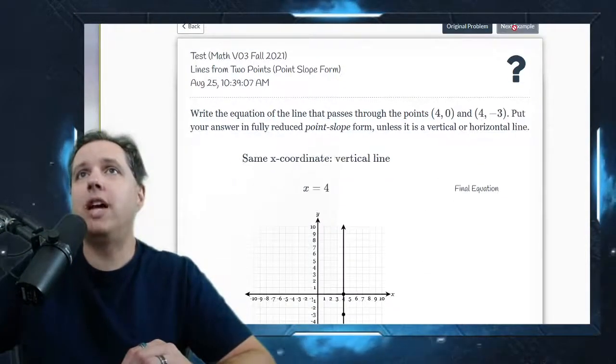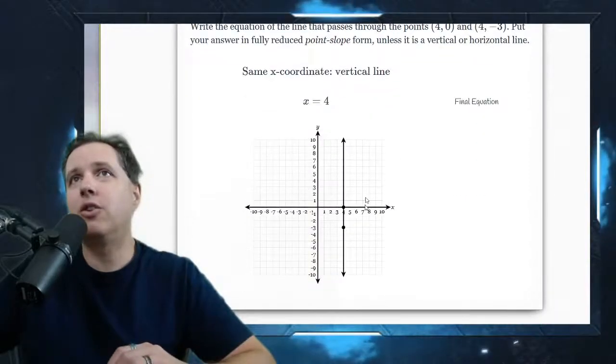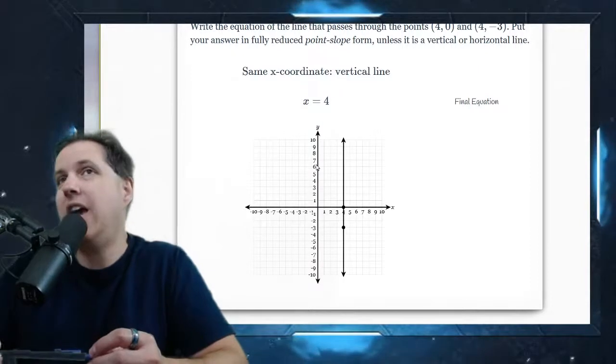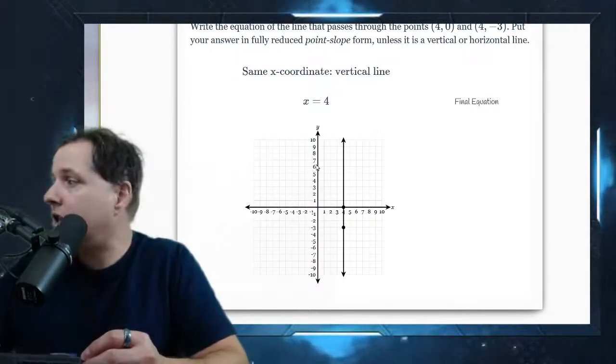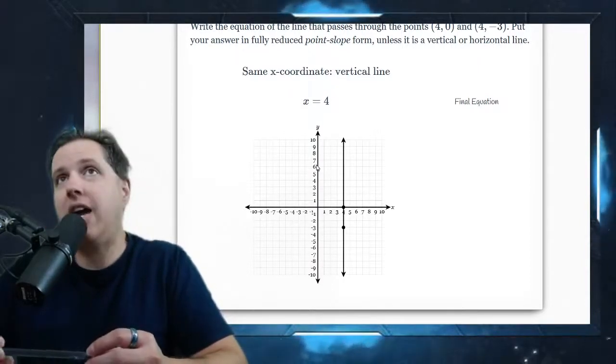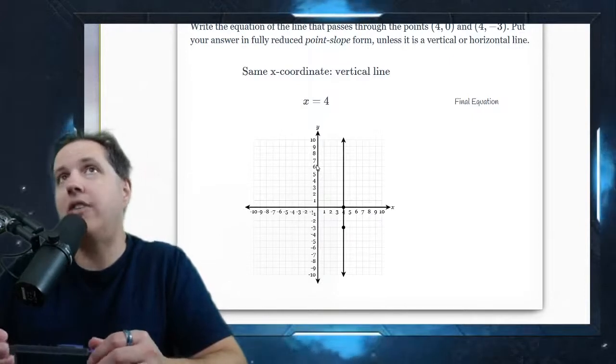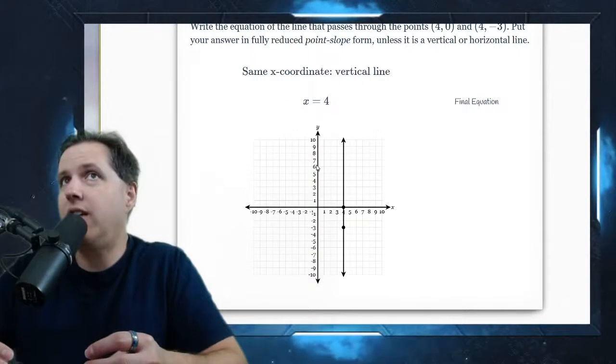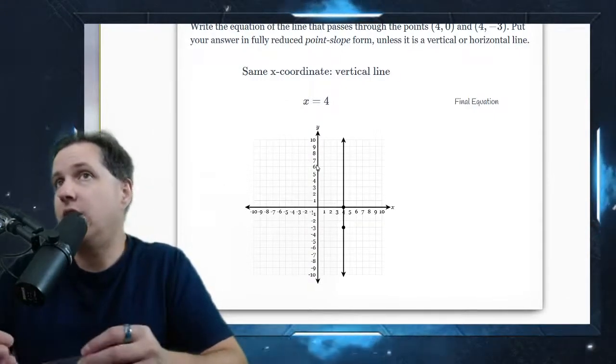With vertical lines, it's a little weird, because in this case what you get is 0 in the denominator. Well, we can't have 0 in the denominator of a fraction, so the slope of that line is undefined. We don't even have a term for it, and that's why that line is not a function, right? It doesn't describe a function.